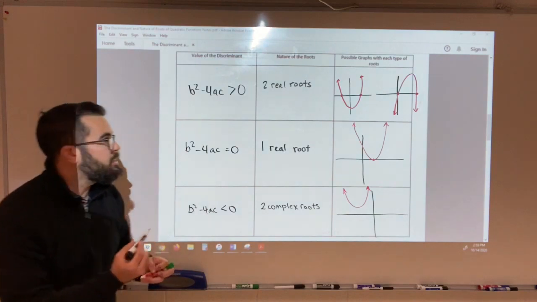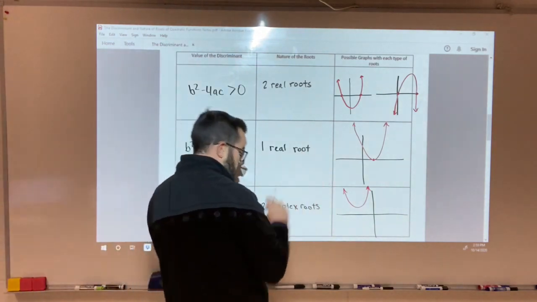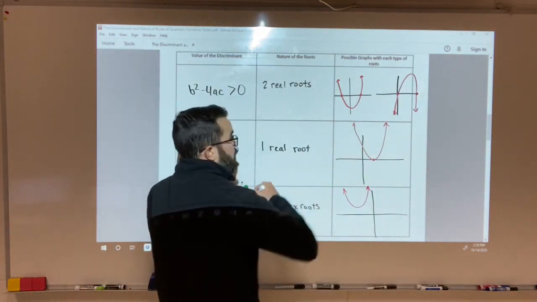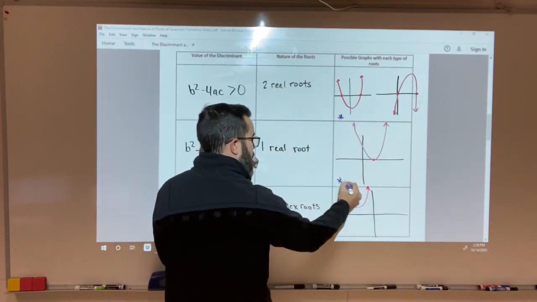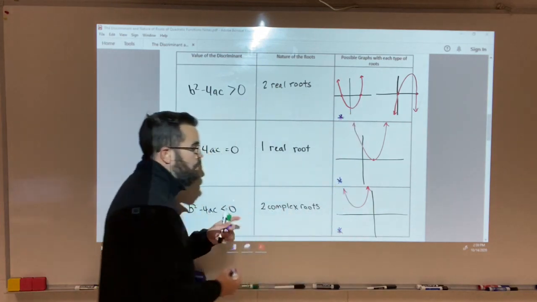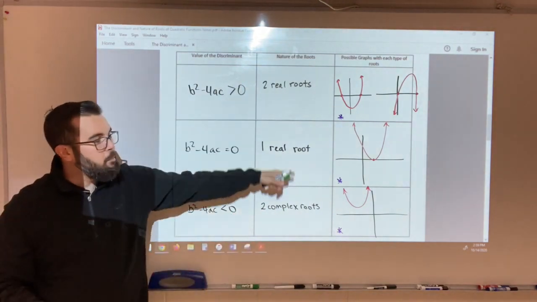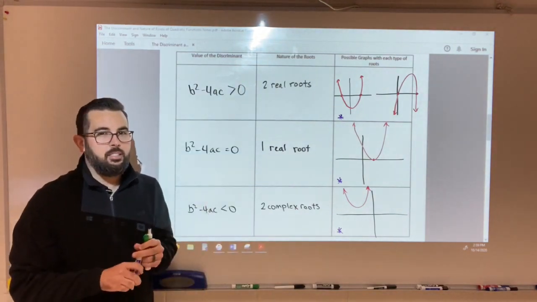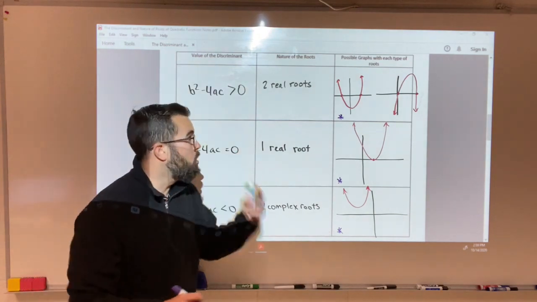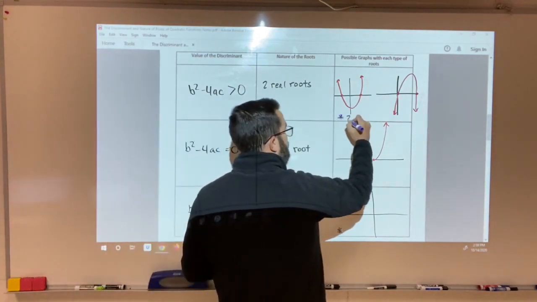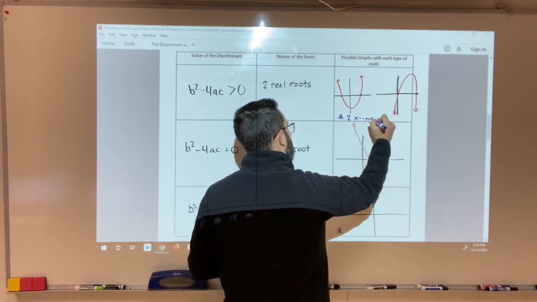But the key thing is that maybe we should add this under each box. Okay. We can talk about the roots. Okay, but if we're referring to x-intercepts, that's, even though it's the same word, on a graph it kind of looks different. So if we have two real roots, that means two x-intercepts.